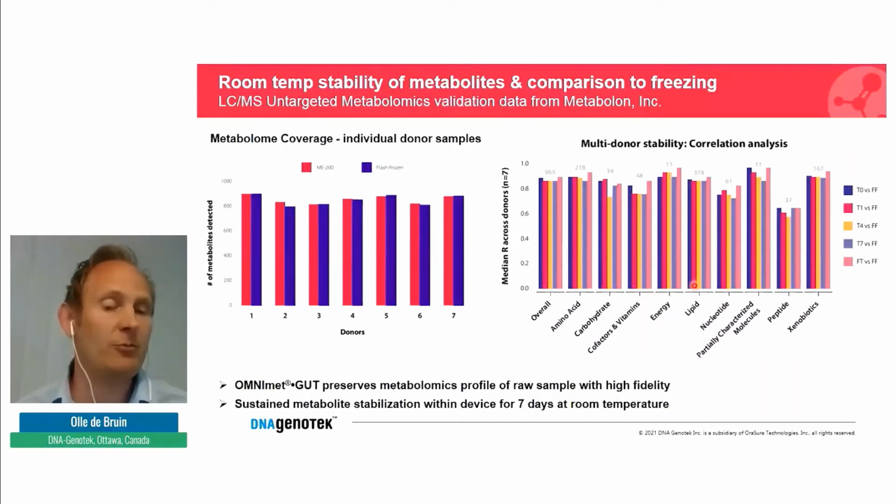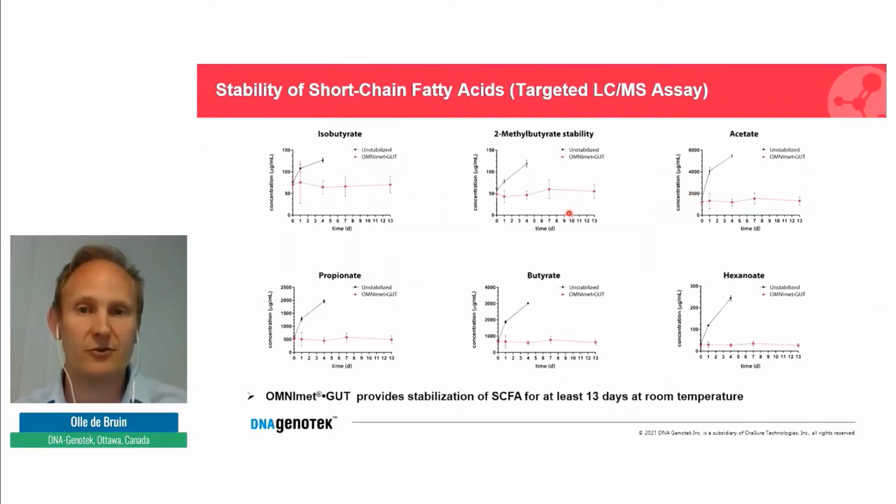We looked at the super pathway. What about if you look within the super pathway at individual metabolites? We can do that for lipids, for example. We can look at the short-chain fatty acids, and that's shown in this slide.